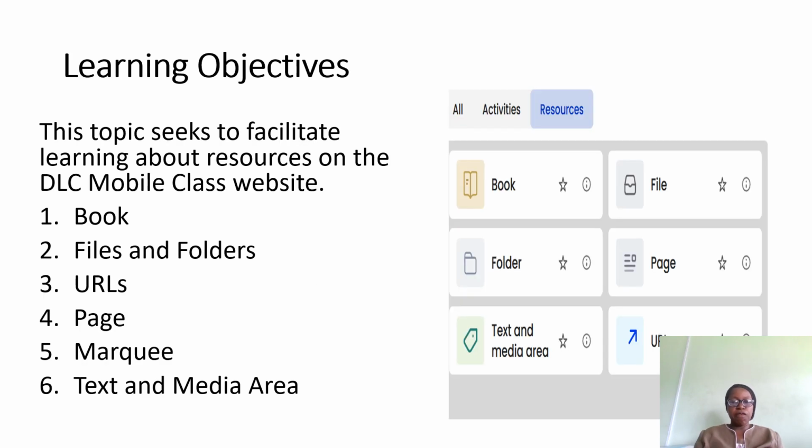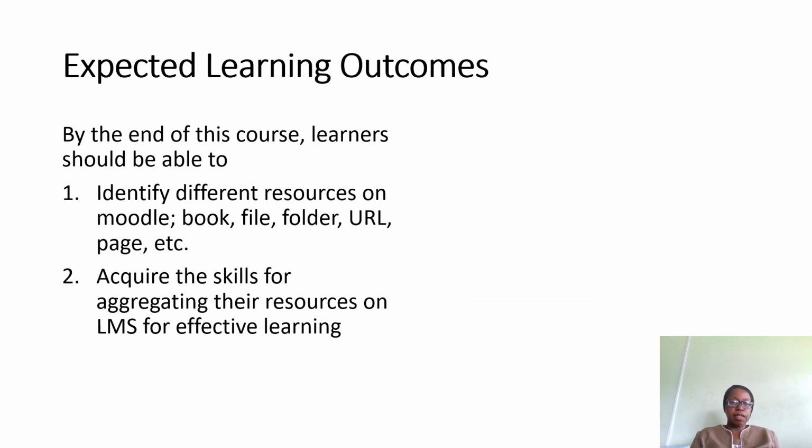The learning objective of this topic is to facilitate learning about resources on the Distant Learning Center mobile class website. Here we have information about book as a resource, files and folders, URLs, page. We go through the marquee and then text and media area, which is also known as label. In this topic, you will acquire the skills for aggregating resources on the learning management system for effective learning.